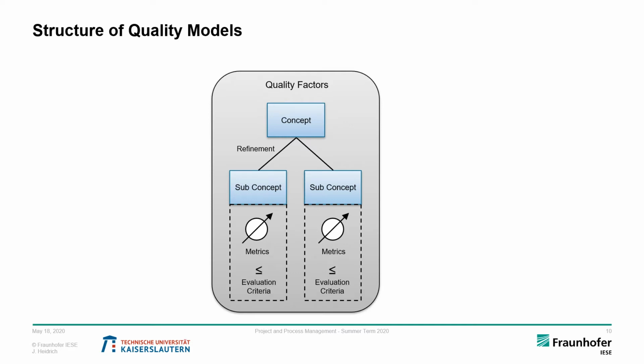And we also want to know how to interpret the metrics values. Therefore, we may have evaluation criteria which say, okay, this is an acceptable threshold. So for instance, if one metric assigned to analyzability is cyclomatic complexity, then we can say, okay, the cyclomatic complexity for each function should be between 1 and 10.